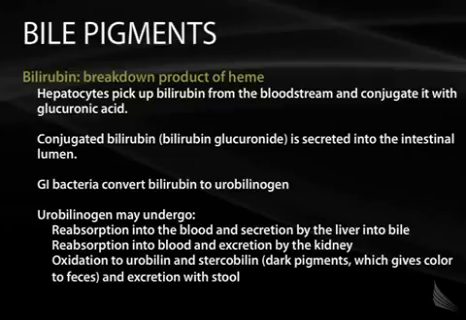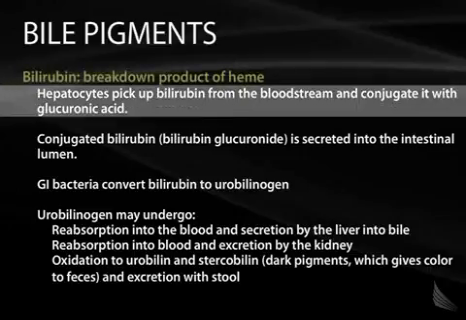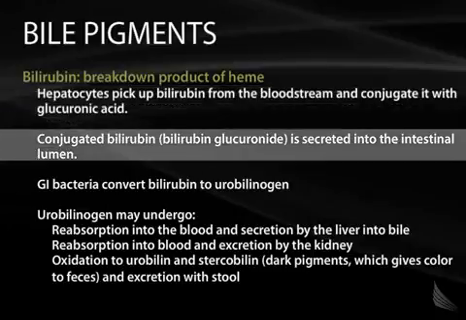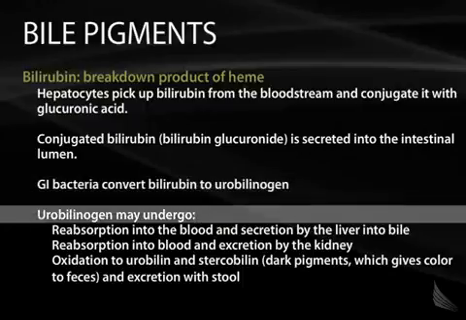Bile also contains pigments. Bilirubin, which gives stool its color, is the breakdown product of heme. Hepatocytes pick up bilirubin from the bloodstream and conjugate it with glucuronic acid. The conjugated bilirubin, or bilirubin glucuronide, is secreted into the intestinal lumen. The GI bacteria convert bilirubin to urobilinogen, and then urobilinogen can undergo a number of different things.